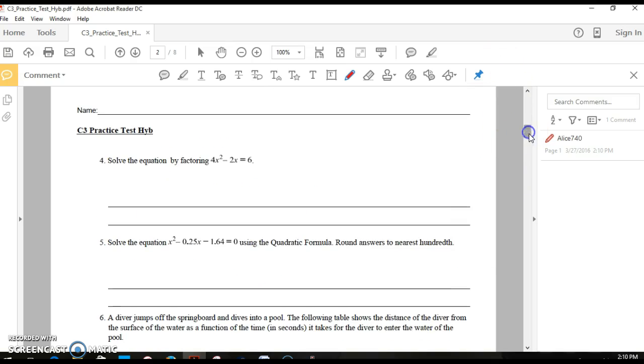There are different ways to write the same thing. 4, solve by factoring. So we're going to have to set this guy equal to 0. 4x squared minus 2x. Let's subtract the 6 to the other side. I can factor 2 out so that I get 2x squared minus x minus 3.